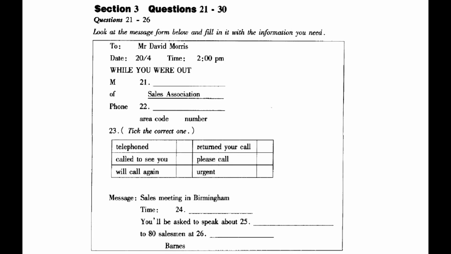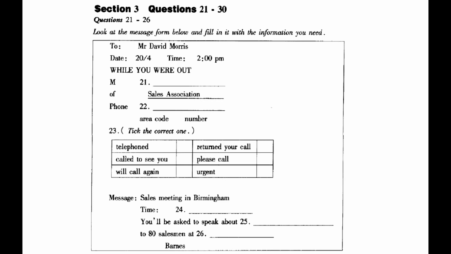Now turn to section 3. Section 3. Mr. Bob Ross called while Mr. David Morris was not in the office. His secretary answered the phone and took a message for him. As you listen to the phone call, look at the message form and fill in it with the information you need. First, you will have some time to look at questions 21 to 26. Now listen carefully and answer questions 21 to 26.